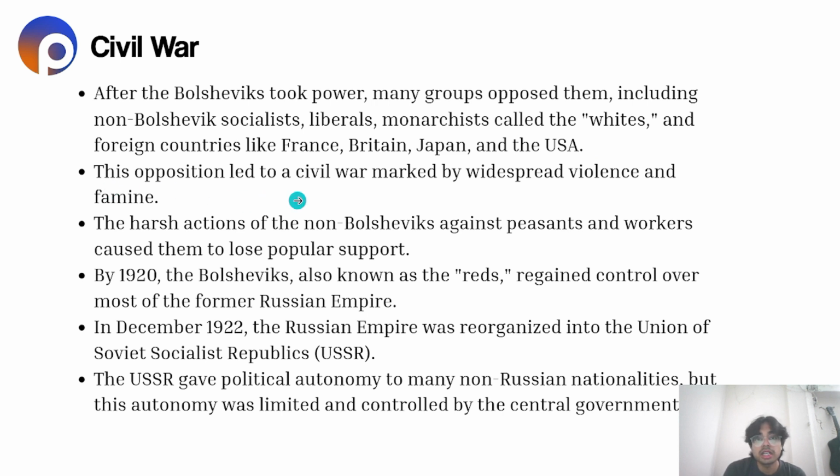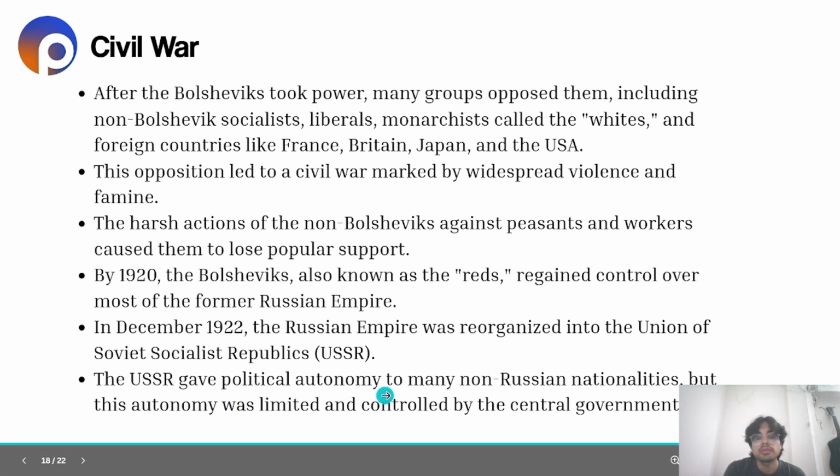This opposition led to a civil war marked by widespread violence and famine. So, famine took place due to the war. The harsh actions of the non-Bolsheviks against the peasants and the workers caused them to lose popular support. By 1920, the Bolsheviks, also known as the Reds, regained control over most of the former Russian Empire. In December 1922, the Russian Empire was reorganized into the Union of Soviet Socialist Republics, USSR.